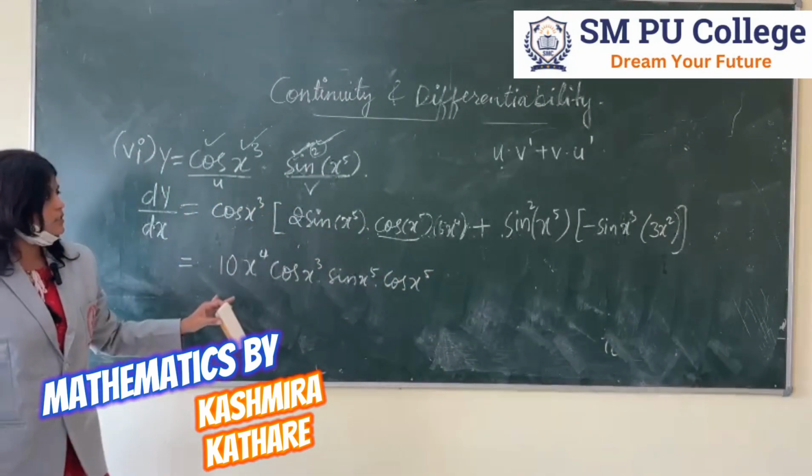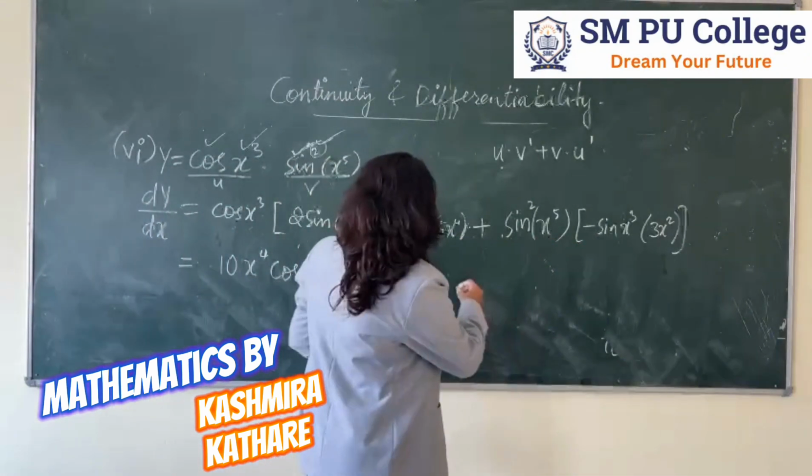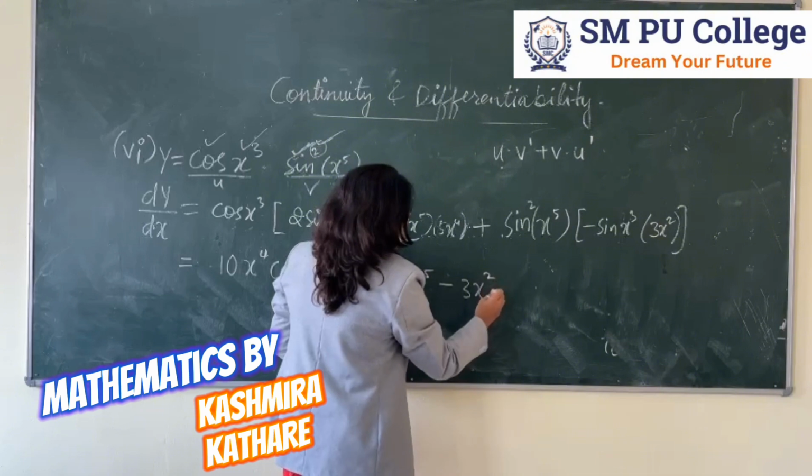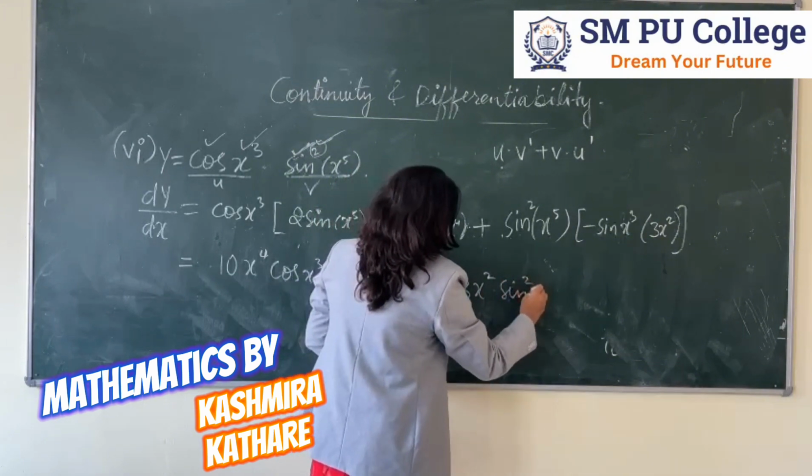That's it. Next is plus into minus, minus. 3 you take outside, 3x square. Remaining you can write as it is.